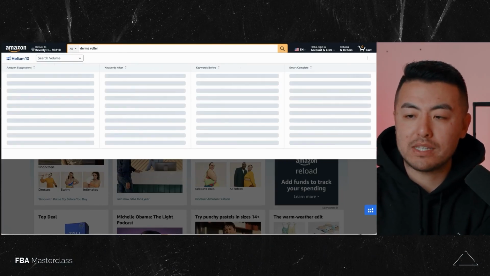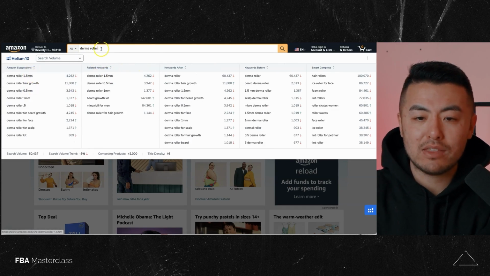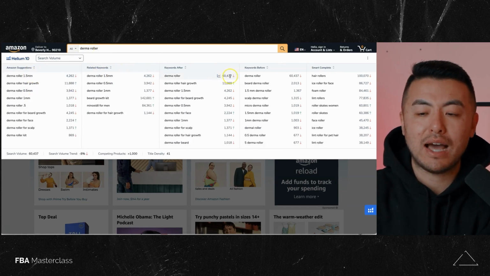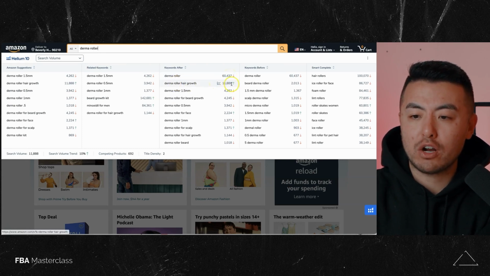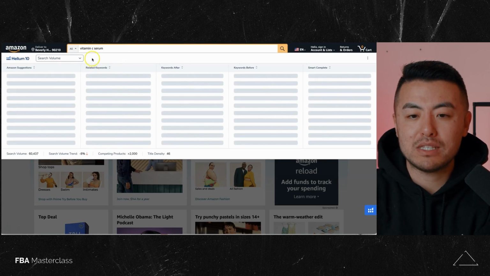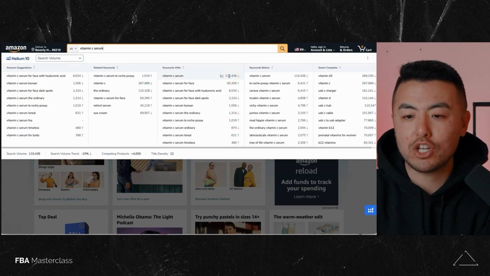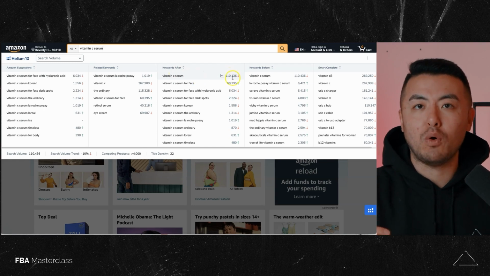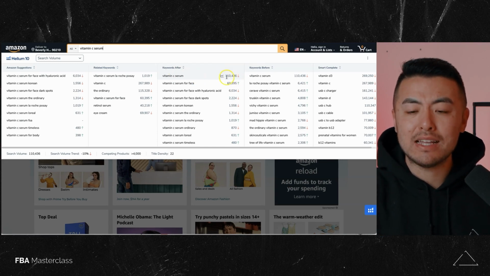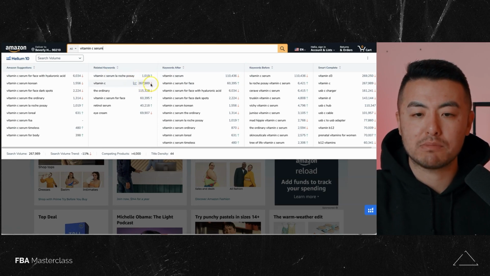So I installed a Chrome extension, Helium 10, and you can see right away that Amazon is telling me that this word derma roller has 60,000 searches per month. Derma roller hair growth has 11,000 searches per month. So here's another example. If I type in the word vitamin C serum, Helium 10 is actually telling me 110,000 people per month are actually looking up this keyword. So this is super, super cool, right? You can actually see the amount of searches per month everybody's looking at month over month as well. So it gives you the search volume trend. It's down 11% over the past month.